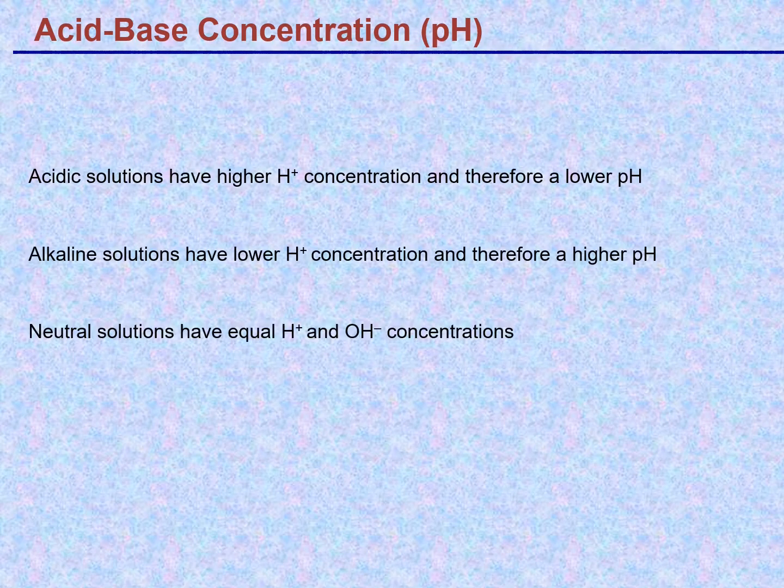So, acidic solutions have a higher concentration of hydrogen ions, and when you look at the pH, they have a lower pH. So the lower end of the pH scale. Remember, the pH scale goes from just about 0, above 0, to 14, right? And the higher the number, the more basic; the lower the pH number, the more acidic. So acids have a lower pH value.